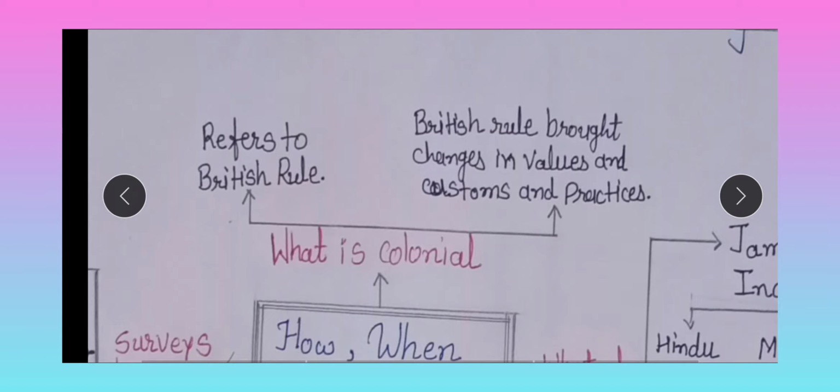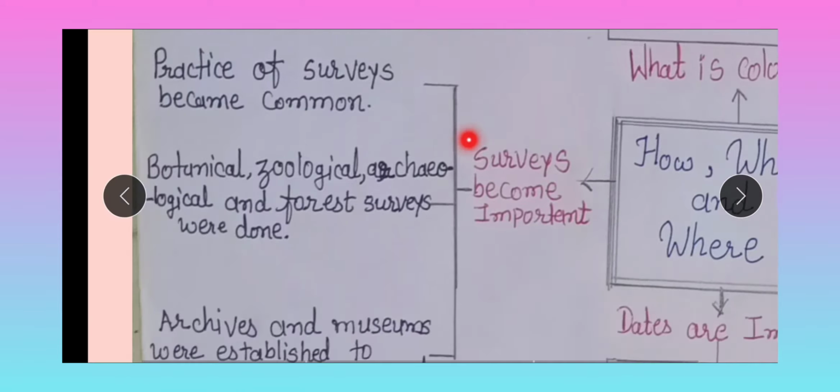After that, wherever the Britishers went in any country and started to rule, that is called colonial rule. So colonial and colonial rule are the same thing. Wherever they went, or when they came to India, they came with their customs, rituals, mentality, ideology and everything. So they brought changes in values, customs and practices in the lives of Indian people also.